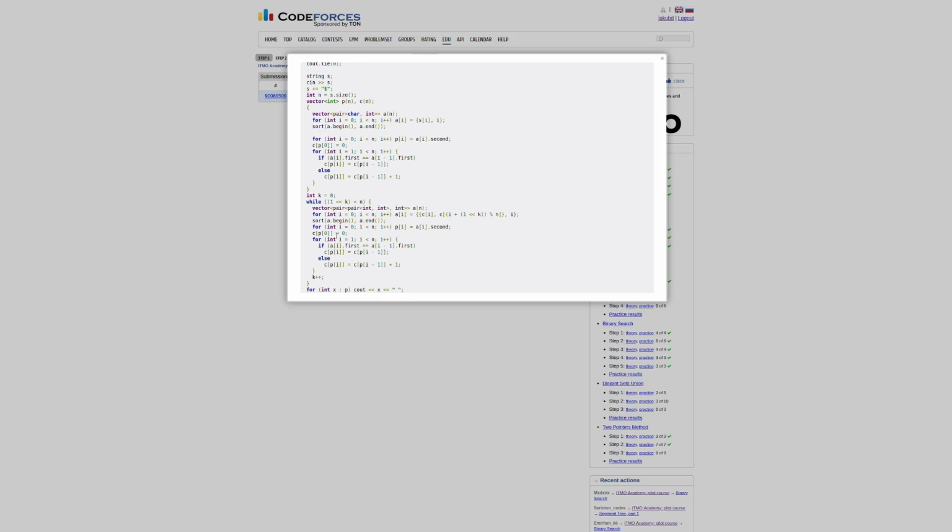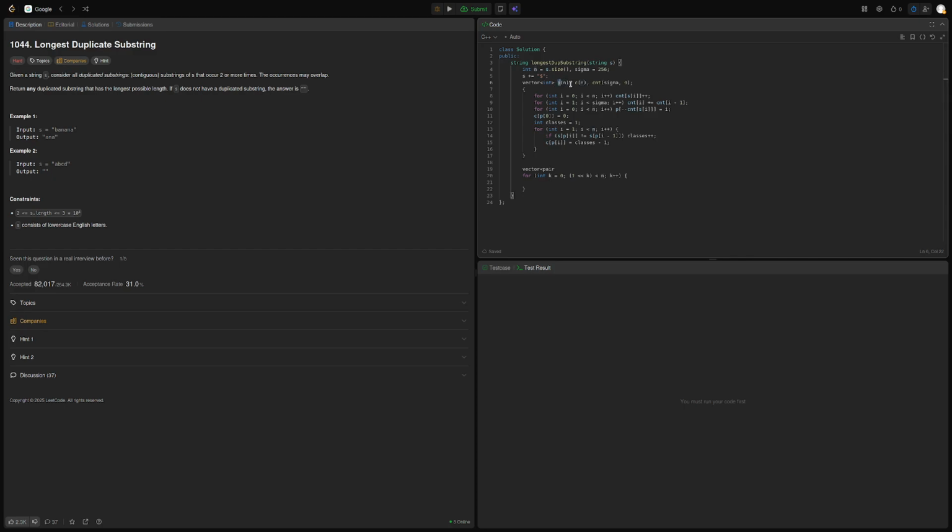Let's do this again. Vector pair char. I thought I could do this. A[i], sort A begin, A end. P[i] = A[i], and class of P[0] is 0.